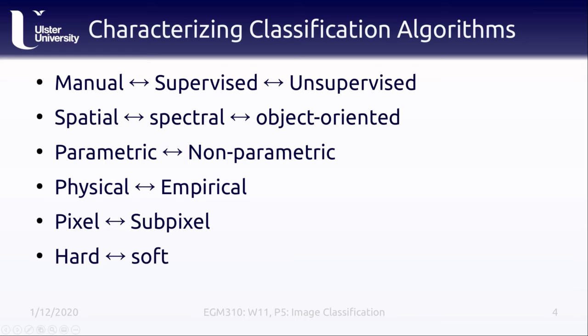Finally, hard classifications make a definitive definition about what class each pixel or object belongs to, while fuzzy or soft classifications allow for some level of uncertainty and overlap by estimating the degree of similarity that a given pixel has to each class. Note that these are not mutually exclusive categories. The classification that we did in Practical 2 is a supervised maximum likelihood classification, meaning that it is a supervised classification, but it is also a parametric classification, as the algorithm uses some parameterization of the training data to assign class values to each pixel.